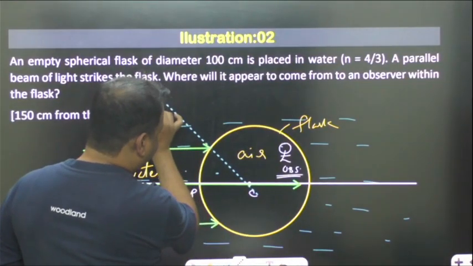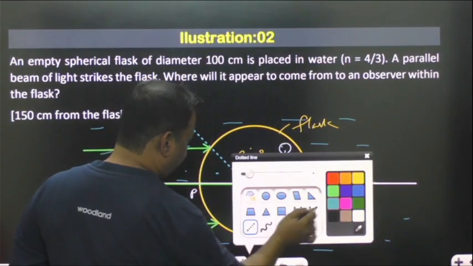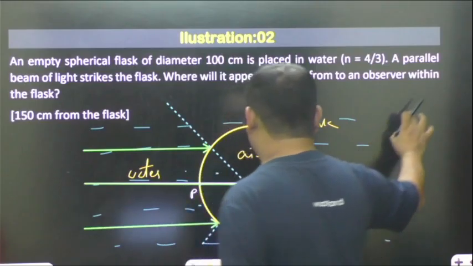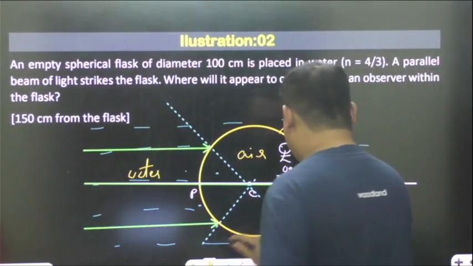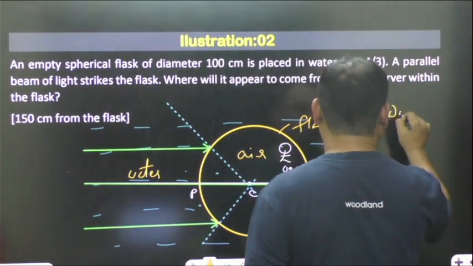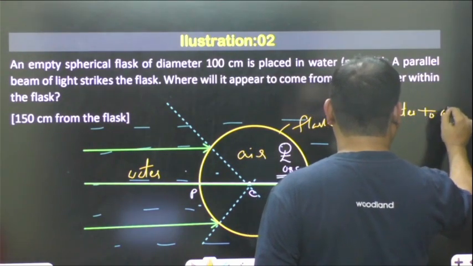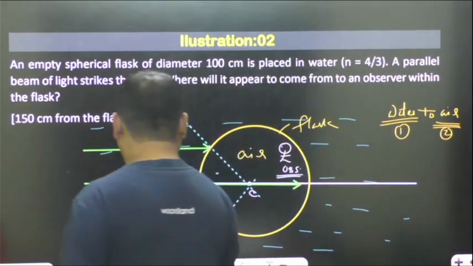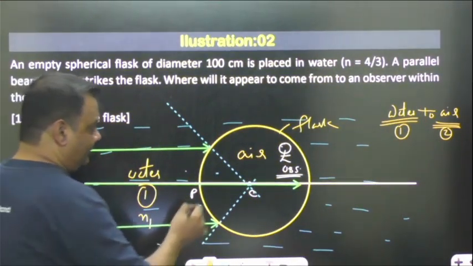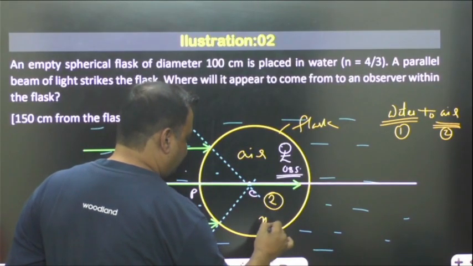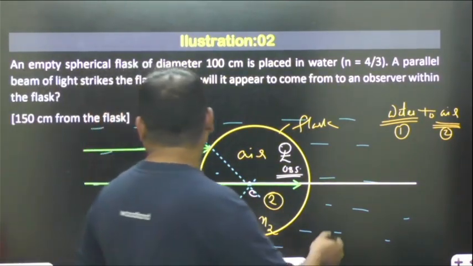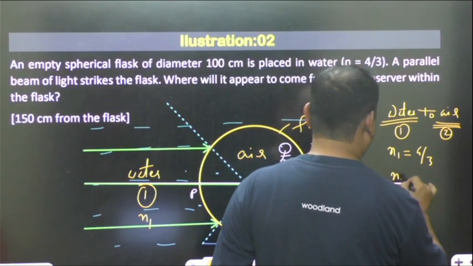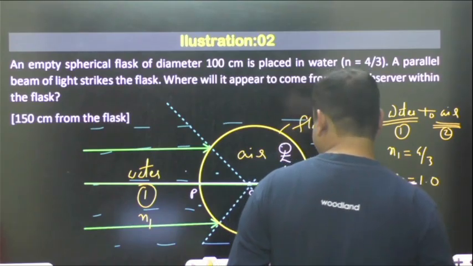So I can make this normal and I can make here another normal. So in this case, what are the two media involved? Light is going from water to air. So this is your medium 1 and this is your medium 2. You have to decide this first. So this is medium 1, with refractive index N1, and this is medium 2, with refractive index N2, correct? What is N1? The refractive index of water, that is 4 by 3. What is N2? The refractive index of air, that is 1.